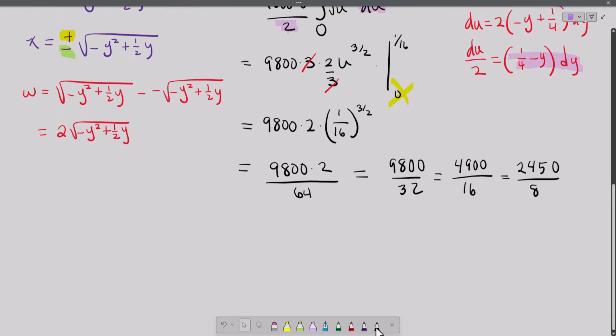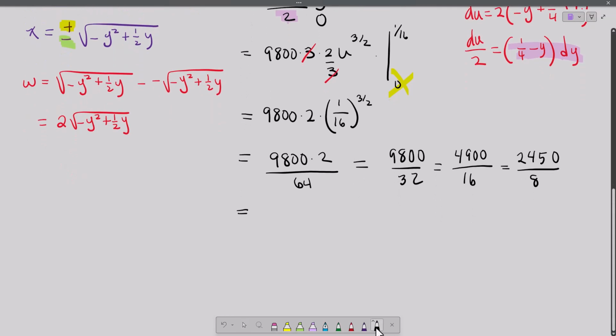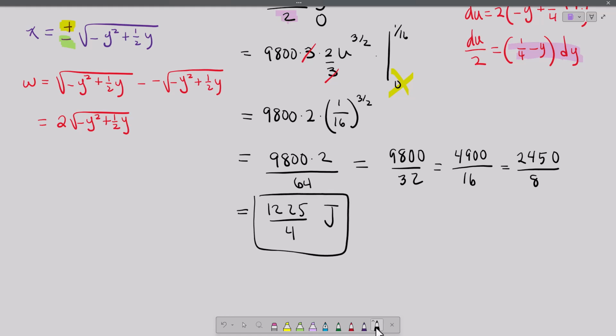Oh my gosh, this is so dumb. 1225 divided by 4. And that's as far as we can go. And that's joules. That's what you do when you're tired, it's called tired arithmetic. Don't want to divide by 16. So the fast way would be to divide this by 16 and divide that by 16.